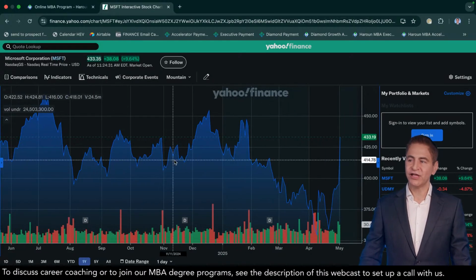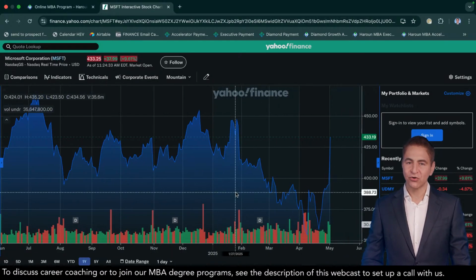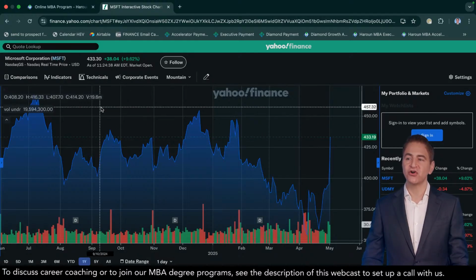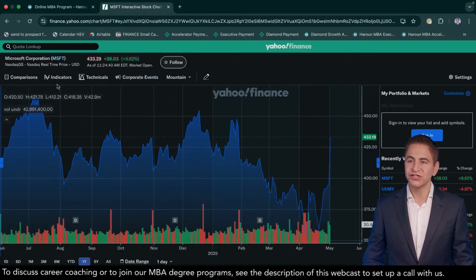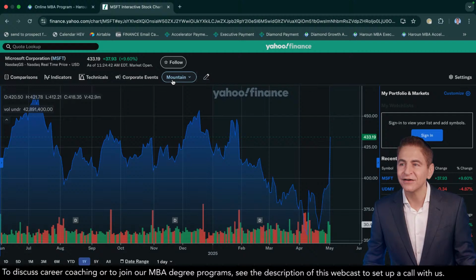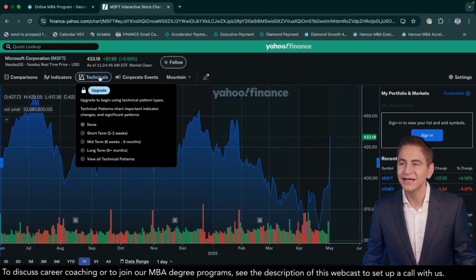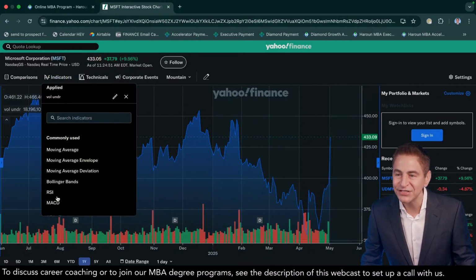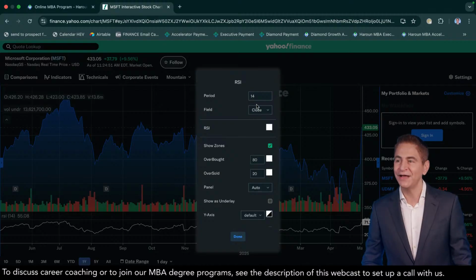So what people look at when it comes to the chart from a technical analysis perspective, one of the first things they look at is the relative strength index. And that measures whether a stock is overbought or oversold. Let me see if I can add that here. Technicals. Really? You're going to make me upgrade? Screw you. Let's go to indicators. All right, RSI right here. Don't pay for nothing, guys.